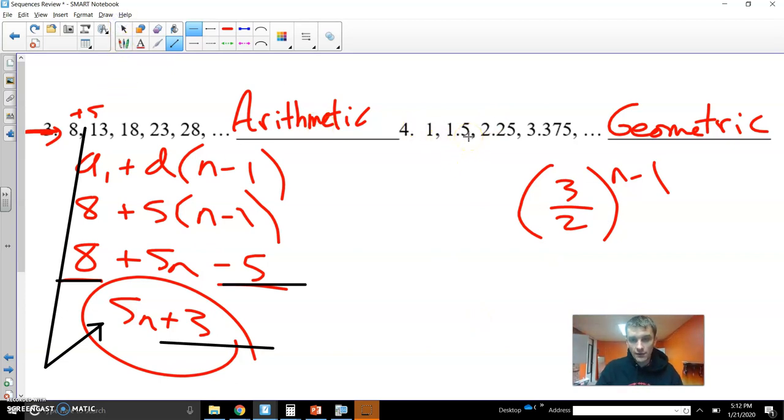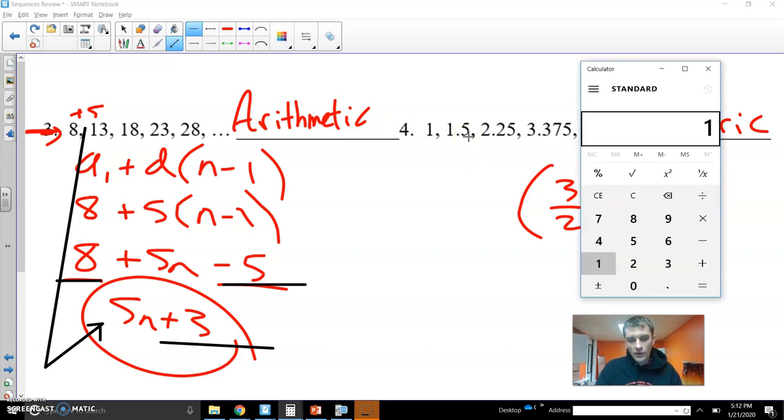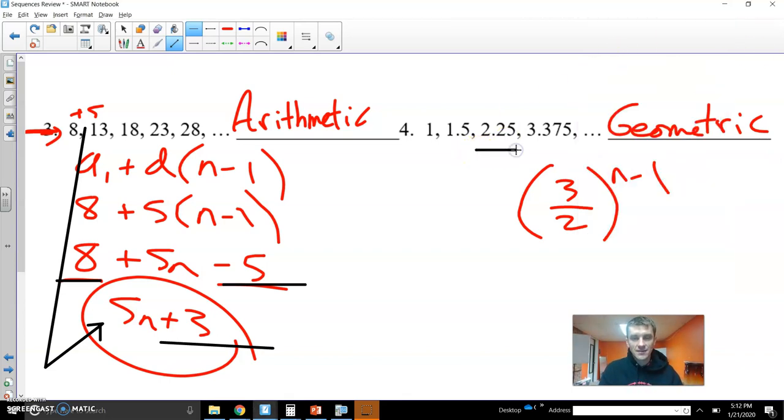All right, number 4. The first thing I'm going to do is subtract these numbers mentally, or if you want to use a calculator, you are welcome to do so. I know you may not all have a graphing calculator, but everybody needs to have some calculator outside of class that you use for your homework. So 1.5 minus 1, it looks like I'm adding 0.5. But if you try it, 1.5 plus another 0.5 would not be the next number in this sequence. So it fails the arithmetic test very quickly.